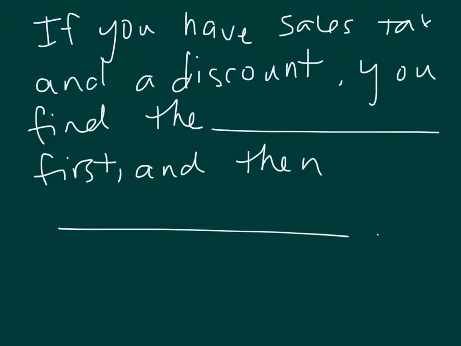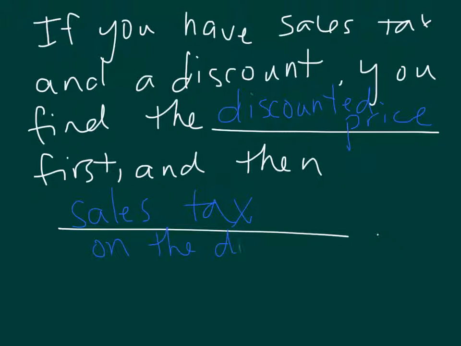Now, if we go to the store and there's a discount on something, but we also have to pay sales tax, then first we find the discounted price, and then we find the sales tax on the discounted price. So we find the discount first and get that new price, and then we find the sales tax and add that on to the new price after the discount.